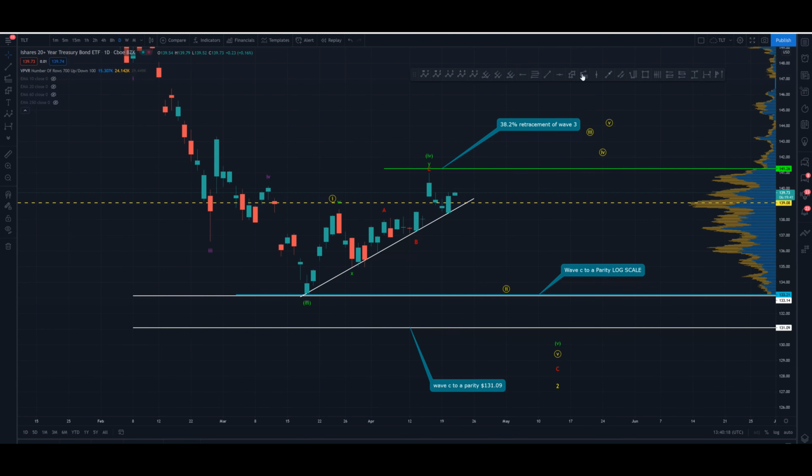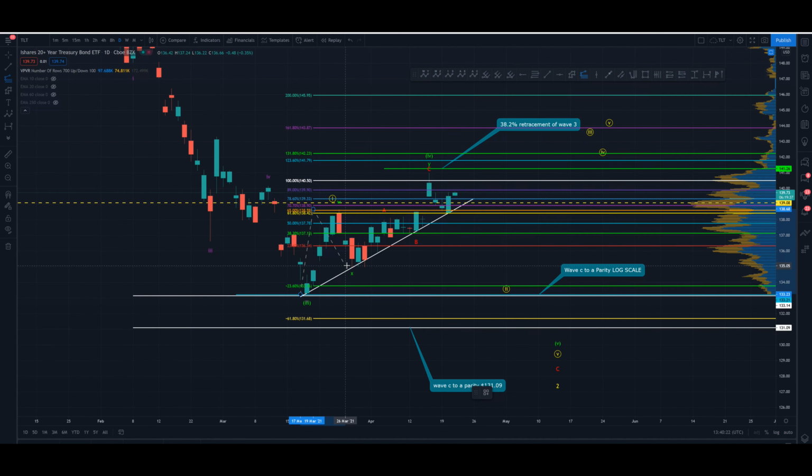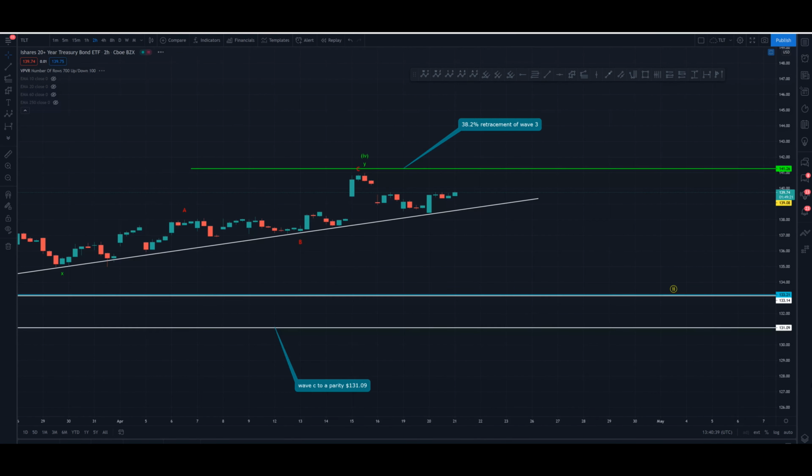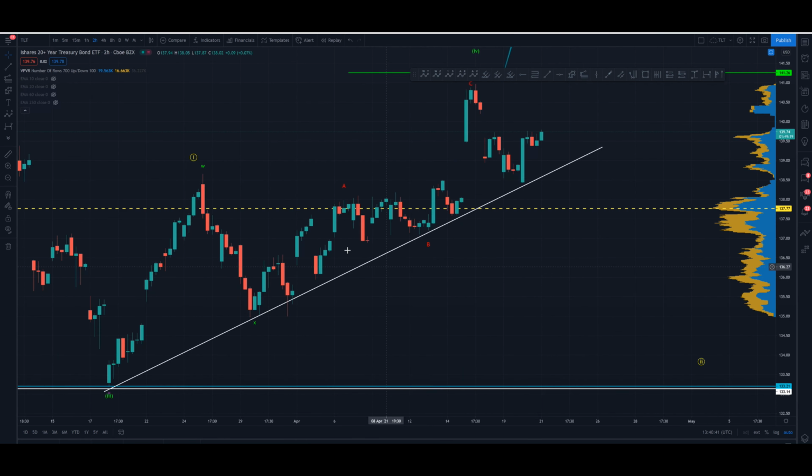In the short time frame, let's just have a look at what we've done here. Okay, we've bodied with the candle on the daily roughly at the 1-to-1 parity back on the 15th of April. So we've done a 1-to-1 move and gone through it, slightly wicked through it on the daily time frame, at the same time as roughly reaching up for that 38.2% retracement. So let's come down to the 2-hour time frame and see if we can make sense of this move.